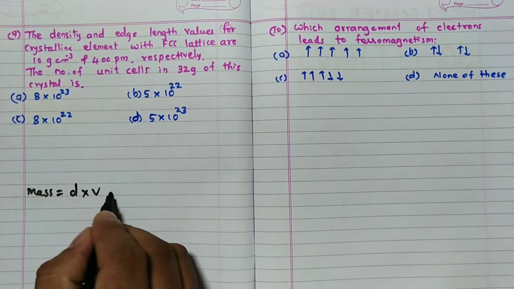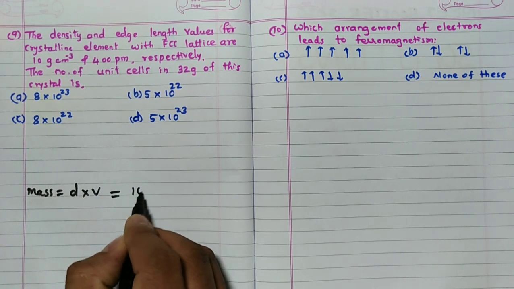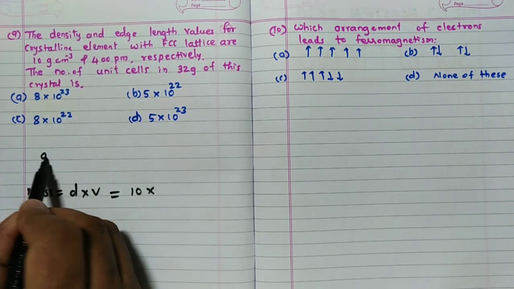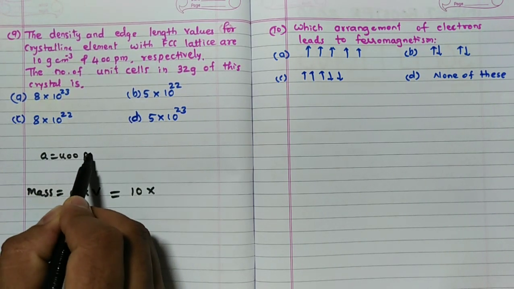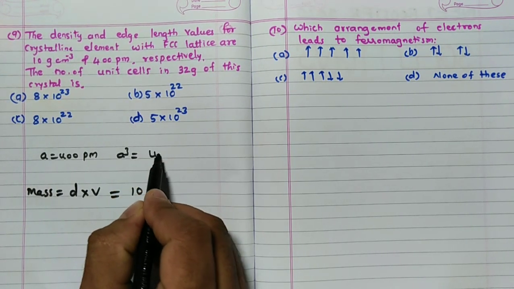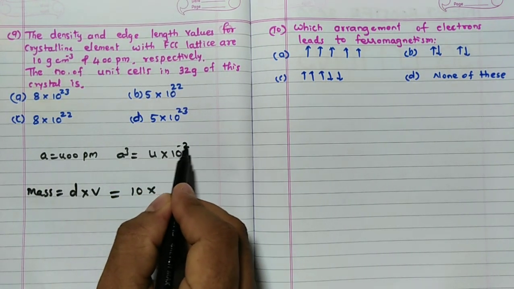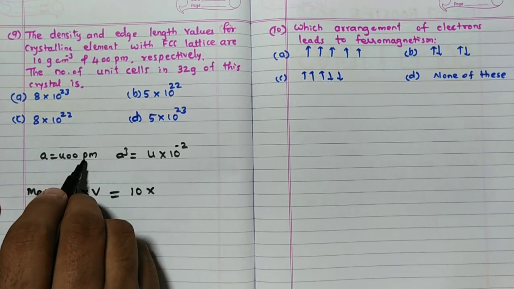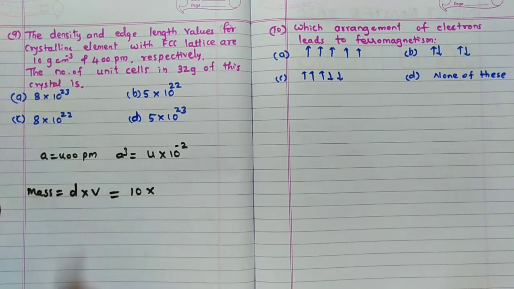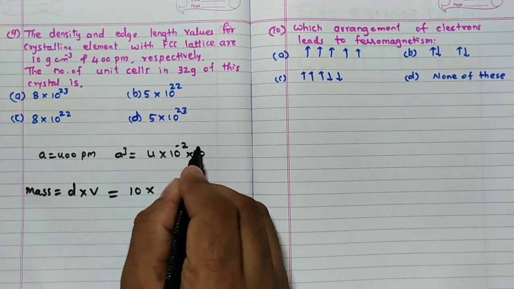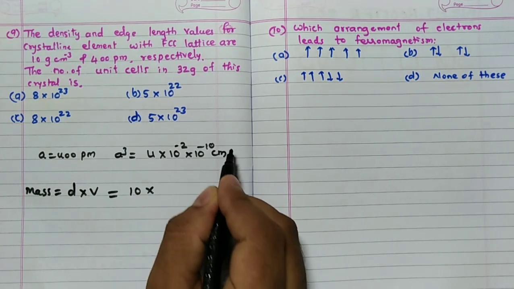So what is density? Density is 10 gram into 400 picometer is A. A is 400 picometer. But volume is what? A cube. A cube means 4 into 10 to the power minus 2. Read. See, 4 into 10 to the power minus 2. Picometer means you have to convert it into centimeter. Right? 10 to the power minus 12 meter. So it is nothing but 10 to the power minus 10 centimeter.